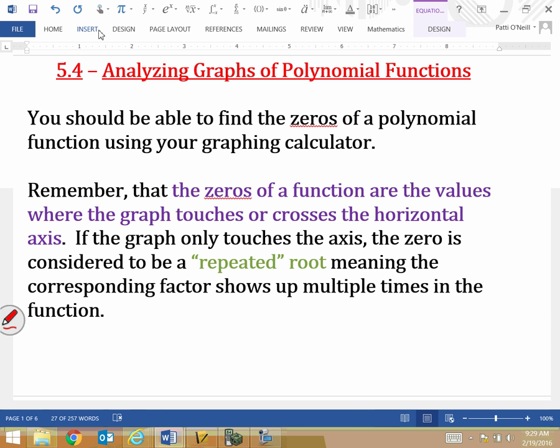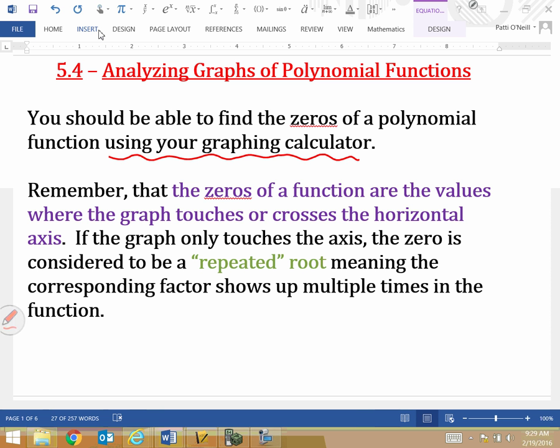So the focus here is going to be using our calculator and analyzing what we consider to be the zeros and the maximums and minimums of a polynomial function. We've done this before with functions where we've actually used our graphing calculator in order to find the zeros. So we're going to go into that a little bit further and talk about some of the other characteristics that also show up on our graph.